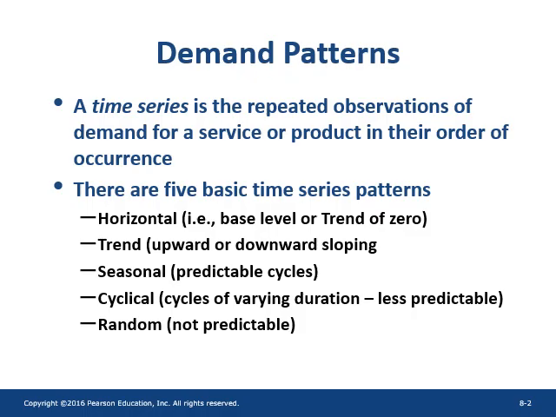So when we talk about a time series, your book says it's the repeated observations of demand for a service or product in their order of occurrence. Well, that would be a demand time series. We could have any number of different time series. So basically, it's just the values of a variable over time. If you put the variable time on the x-axis and whatever it is you're measuring on the vertical axis, you've got a time series.